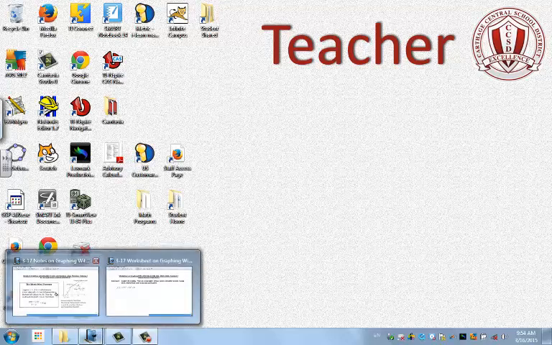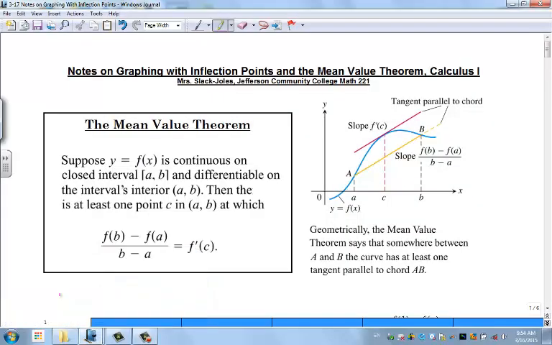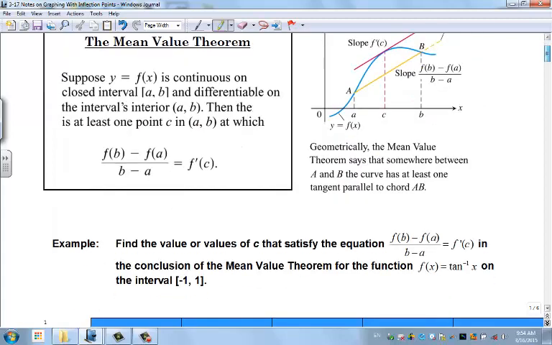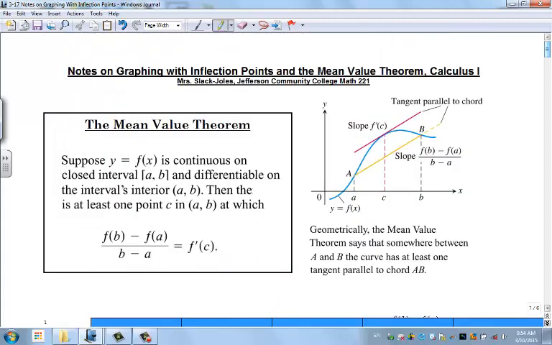Good morning, kids. Today I'm going to do my last lecture before I return. I'm going to talk about the mean value theorem very briefly, and then give you some notes on doing more complete graph sketches that include points of inflection and vertical and horizontal asymptotes.